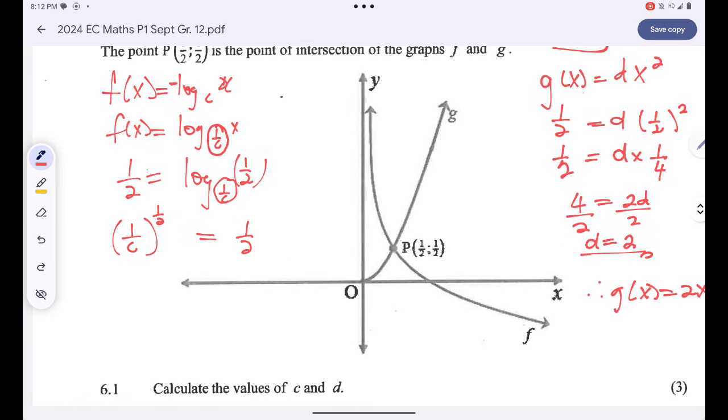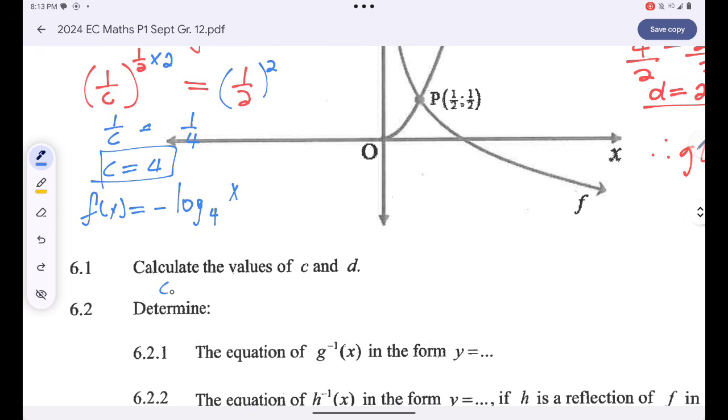I just need to isolate c. How can I remove the power of 2? By simply squaring both sides, or by multiplying the exponent by 2. So I'll end up having 1 over c is equal to 1 over 4. If I cross multiply, then the value of c will be equal to 4. And hence f(x) is equal to negative log x base 4.